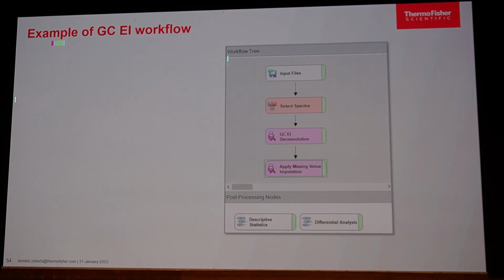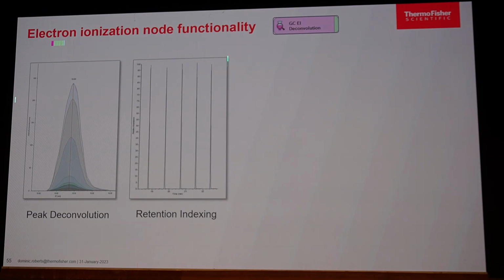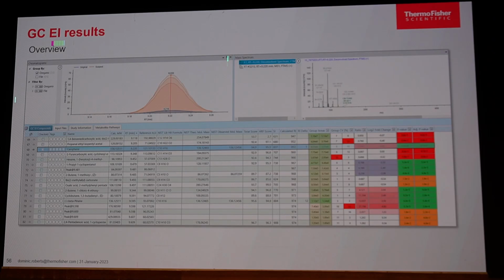So this is the EI workflow, and it works in this manner. First it deconvolutes the spectra, then it does the retention indexing, then the library matching with the help of NIST or any high resolution library, and it also gives the peak grouping, so that with the help of ion ratio you can also confirm. And your data looks like this. It gives you the peak matching, you can get the library spectra, and you can also get all the information about the matching factor with the library.